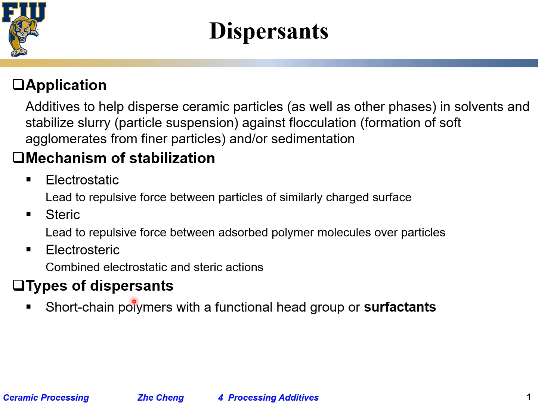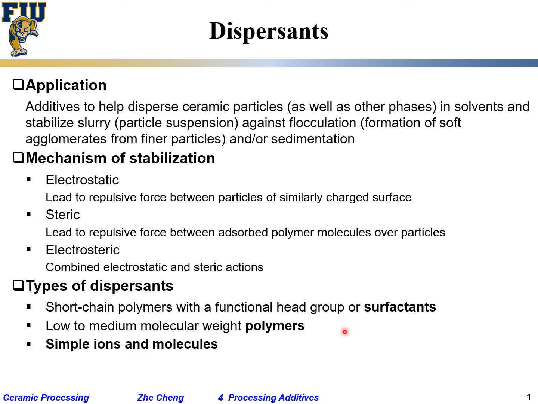And types of dispersant, we said there are short chain polymers with a functional head group, which people call surfactant, like soap. Okay. And low to medium molecular weight polymers can also be used as dispersant, or simple ions or molecules.